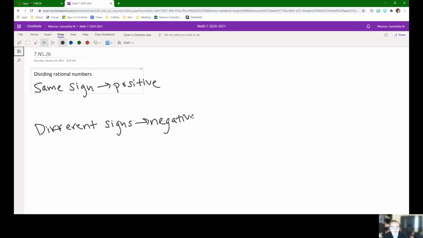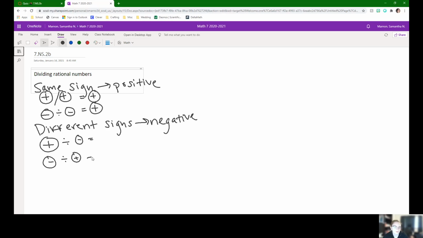So again, what I mean by sign is, is it positive or negative? For instance, if we had a positive number divided by a positive number, we're going to still get a positive answer. If I had a negative number divided by a negative number, we still get a positive answer. But if I had a positive divided by a negative, or a negative divided by a positive, in both cases we're going to get negative answers. So this one has the same kind of rules as multiplying. If you watched my multiplying video for 7.NS.2a, it should be pretty similar.